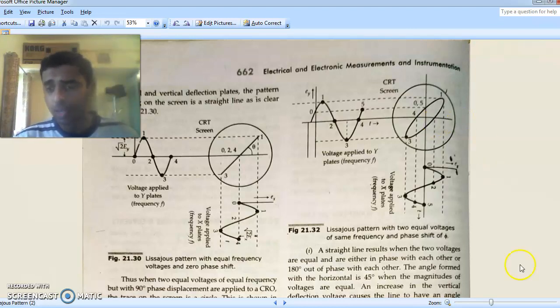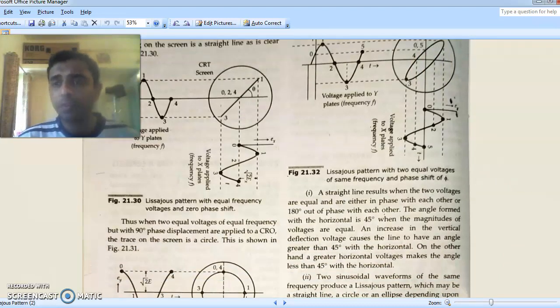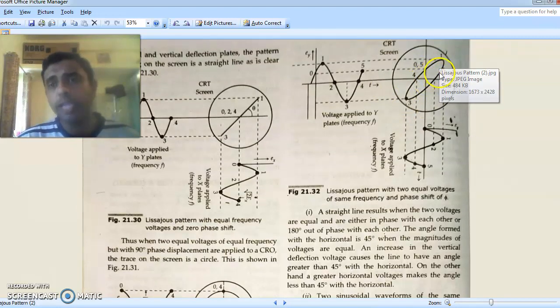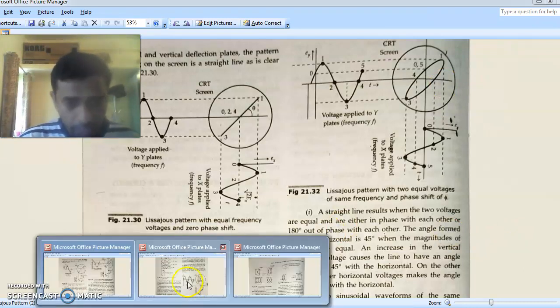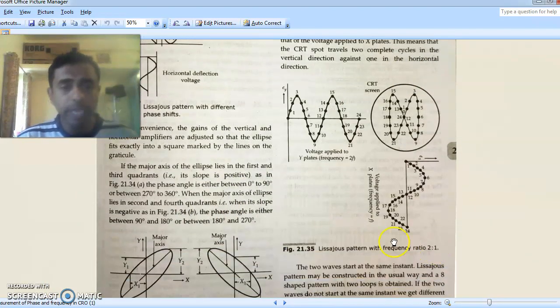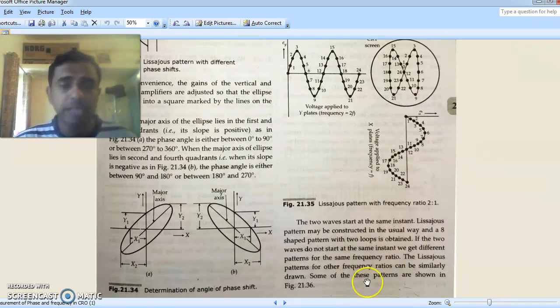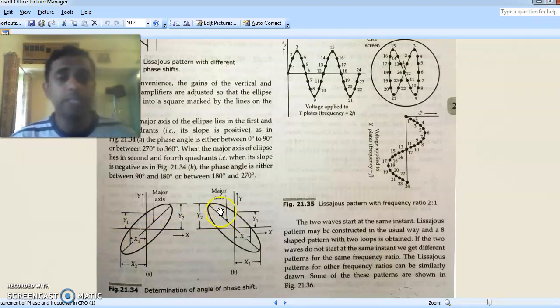Okay, so you can see that this ellipse lies in the first quadrant and the third quadrant. So what is the inference? I'll go to the next slide, this waveform. Here you can see this is my major axis. An ellipse has a major axis and minor axis. So this is my major axis and this is my minor axis.